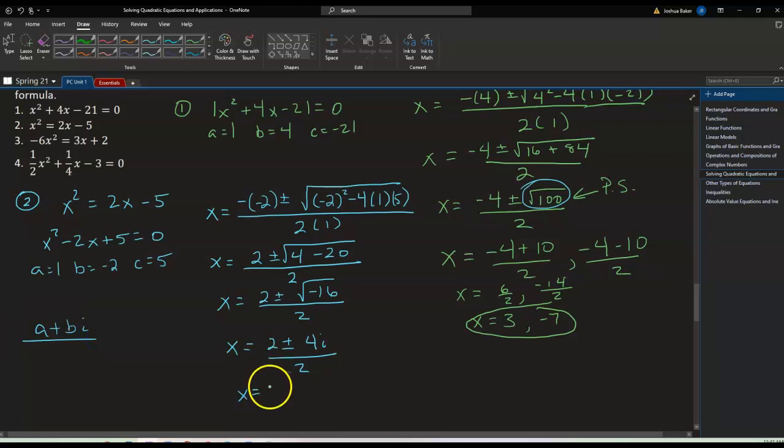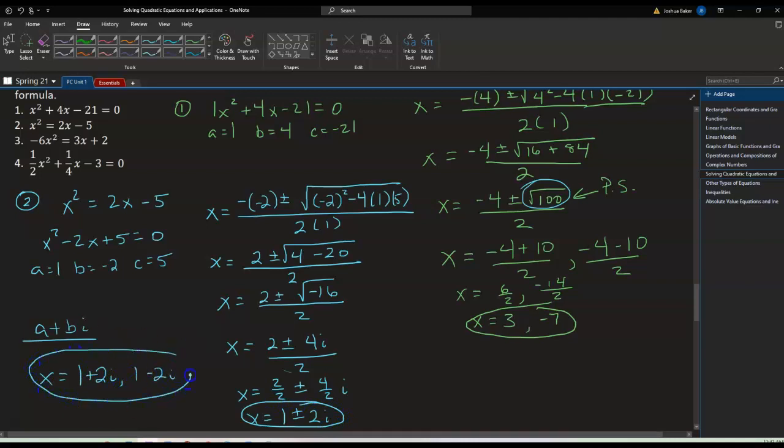So what I would say here is you can separate this out like this, but you can also simplify these fractions. So this will be a 1 plus and minus a 2i. Keep in mind that MyMathLab might want you to separate this out and write them separately. If you do not have the plus minus button available to you, then you're probably going to have to use something like that. Okay? All right.